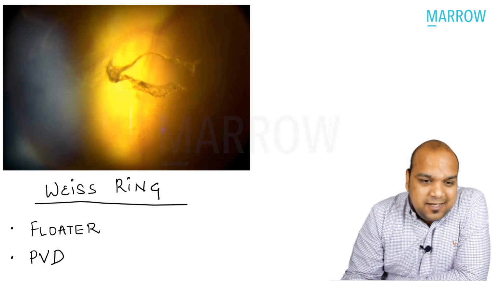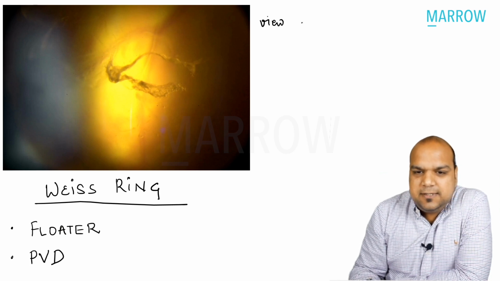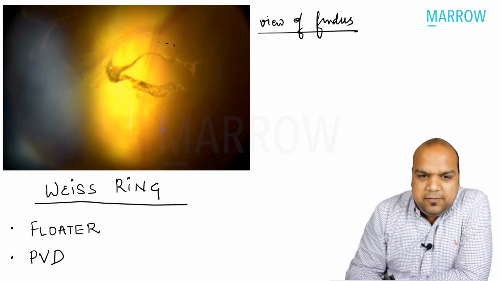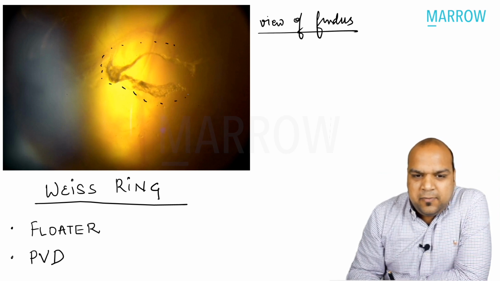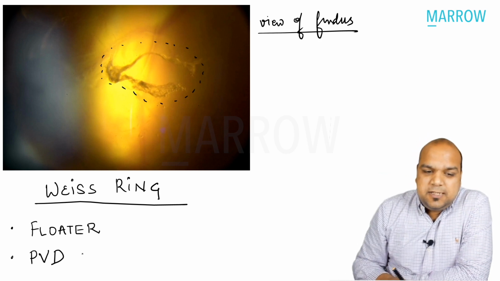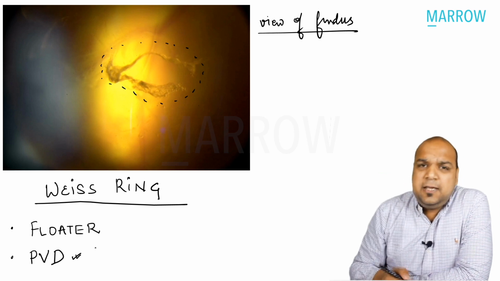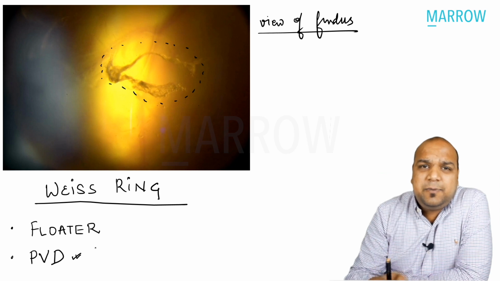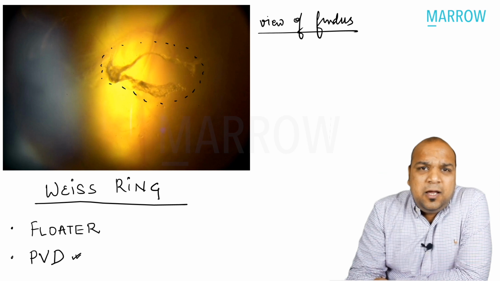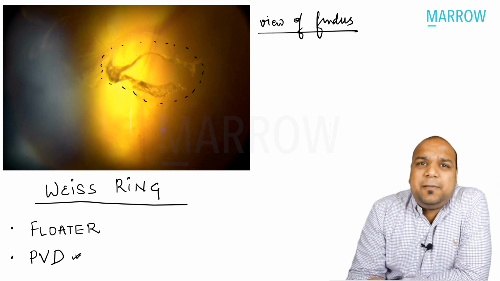So what is this? This is a Weiss ring. If you see, everybody, this is a view of the fundus. The focus is basically on the vitreous, and in the vitreous, we see a ring kind of structure floating. So this is usually seen in cases of PVD, posterior vitreous detachment. When there is full posterior vitreous detachment, there is a solitary piece of debris which is floating in the vitreous. If there are small pieces of debris, the patient does not encounter any symptomatic problems due to it.